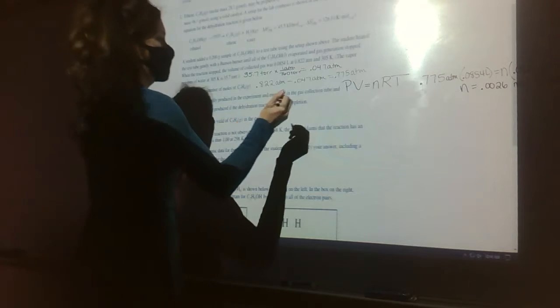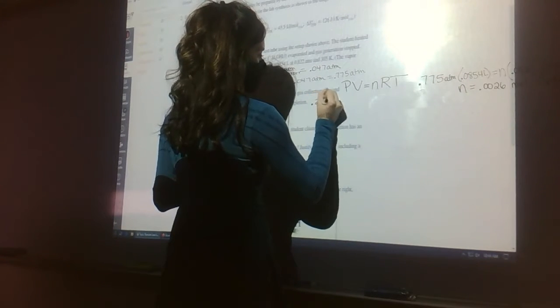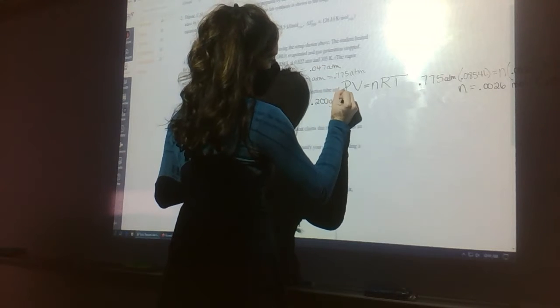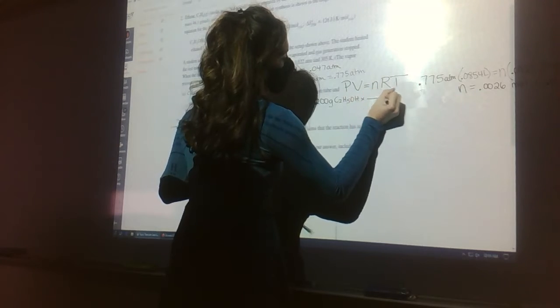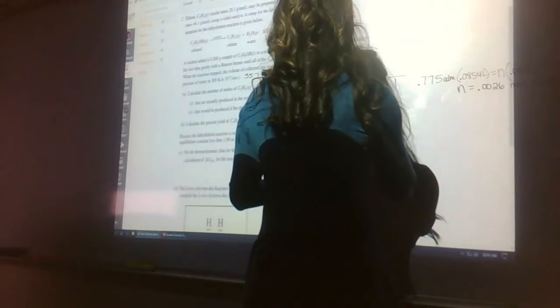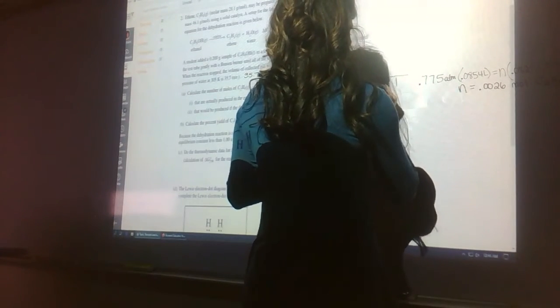But now we're going to use stoichiometry to figure out what we should have produced. So we put in 0.2 grams of ethanol. Grams to moles, we use the molar mass, which is 46.1 grams per mole, and then it's a 1-to-1 ratio.